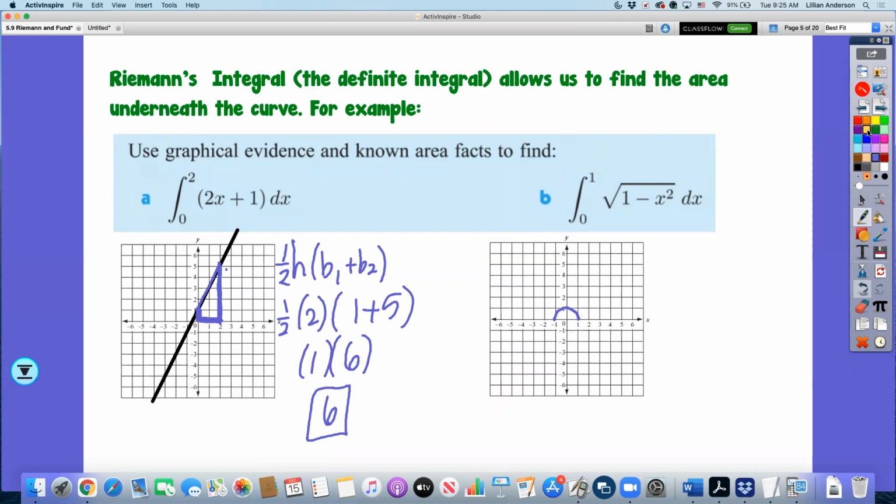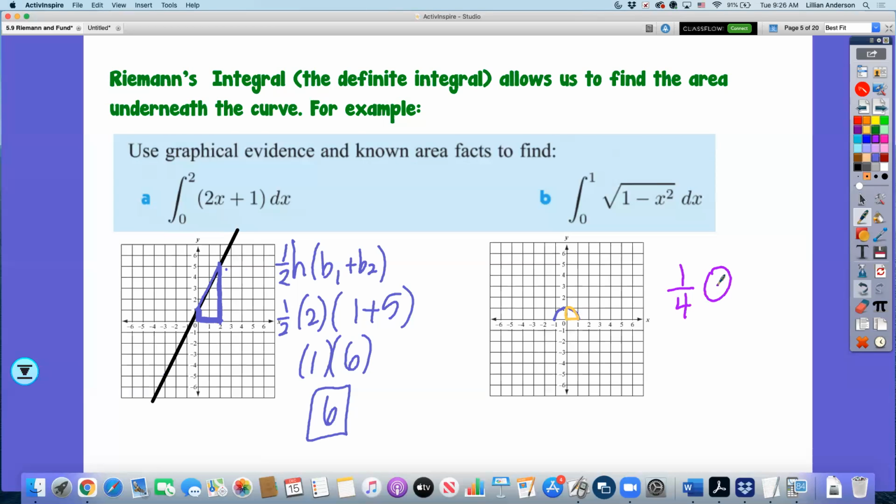We're looking for the area underneath the curve from 0 to 1. So we're only looking for this. How much of the circle is that little piece? It's very little. A quarter. It's a quarter. So if I wanted to find the area underneath the curve from 0 to 1 of this function, I need the quarter of a circle formula.